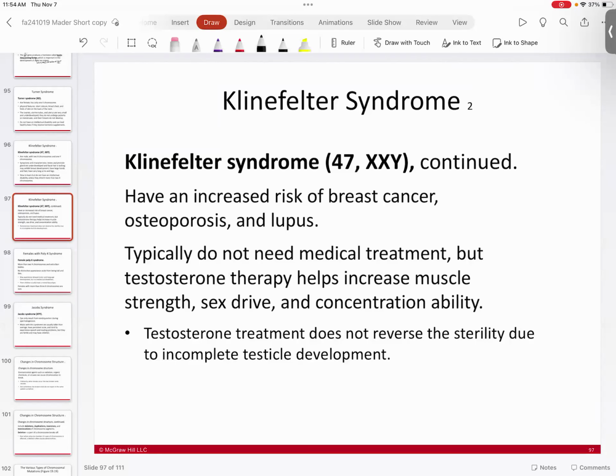And so the medical treatment is to treat with testosterone. So that's the masculinizing hormone that essentially masculinizes male tissue, the male body. It also increases muscle mass and things of that nature. So it kind of counteracts the feminizing effects of the extra X.